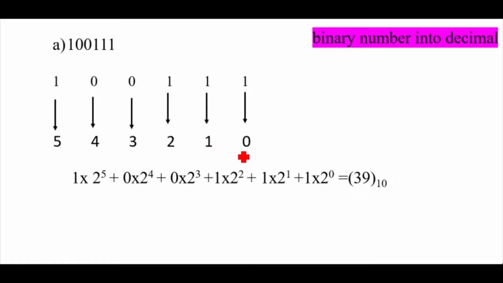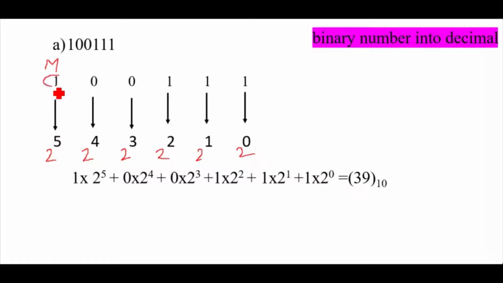What is the meaning of the position number? It means 2 to the power 0, 2 to the power 1, 2 to the power 2, 2 to the power 3, 2 to the power 4 and 2 to the power 5. Now we will start from the MSB. It depends on you; you can start from the LSB or the MSB. I started from the MSB.